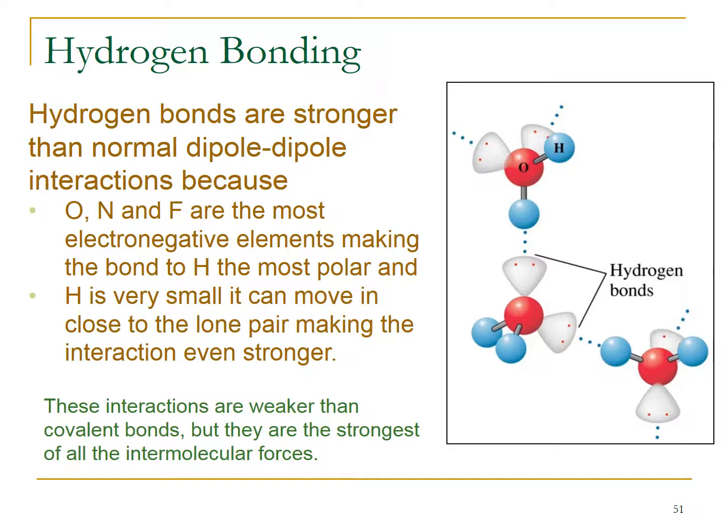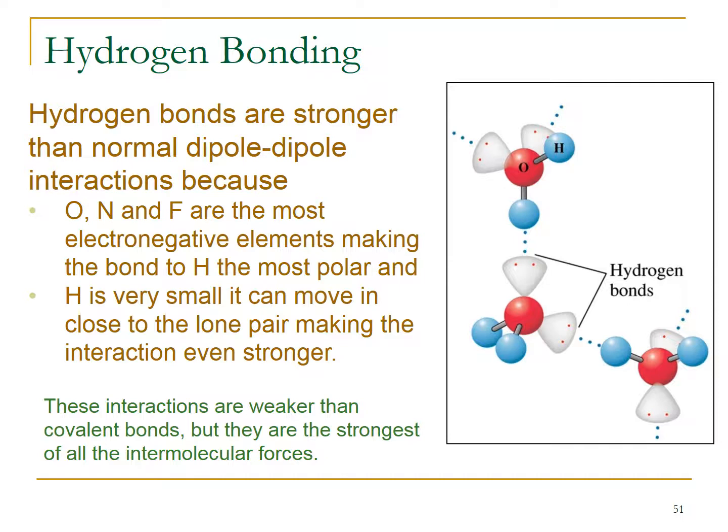So here's a picture of it. The hydrogen is attracted to the negative oxygen, and then the negative oxygen is attracted to a neighboring hydrogen, and so forth. These are very strong attractions between water molecules, or not just water, ammonia, anything that has an N or F, but it has to be direct, the H has to be directly attached to the N or F in order to make a hydrogen bond.